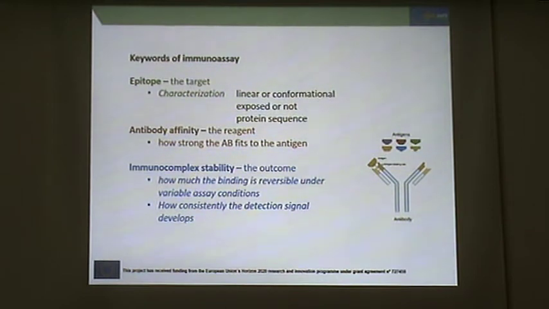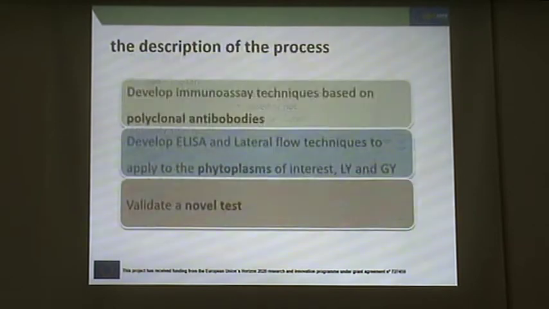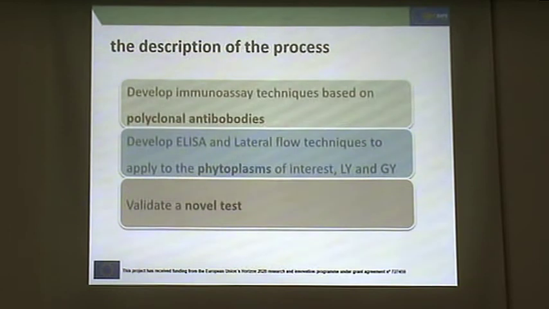So we have the antigen or epitope, we have the antibody as the reagent, and then we have a very simple scheme. This is the antigen, this is the binding site between the antibody and the antigen. It's very simple compared to the lab description. So now back to the project.